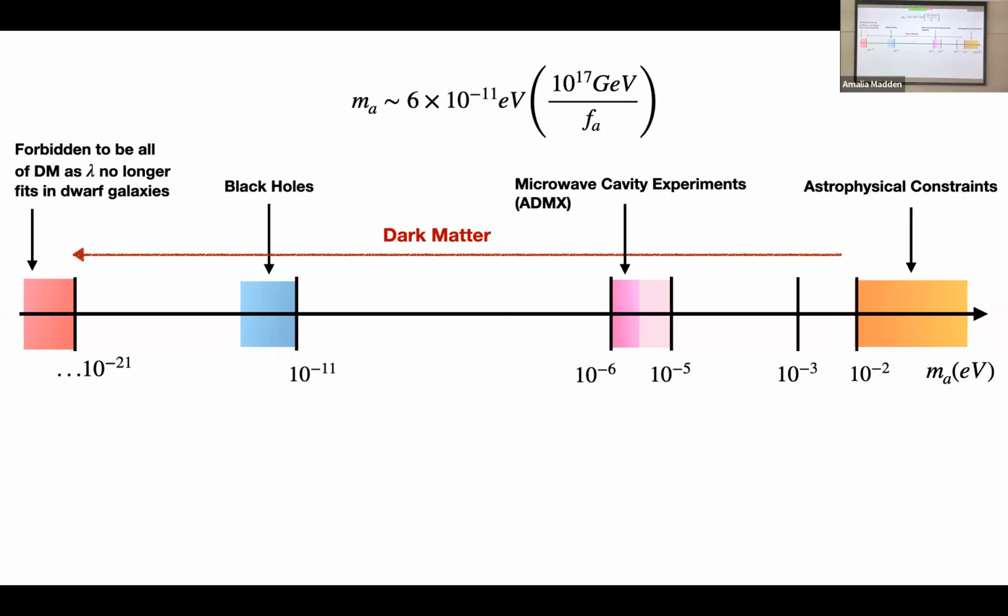At around 10 to the minus 11 electron volts, we're already constrained by superradiance of black holes. And our only sizable lab-based constraint at the moment on the QCD axion comes from the ADMX experiment. So this is a microwave cavity experiment that looks for the axion coupling to photons. And that's constrained a small region above around 10 to the minus 6 electron volts, and should in the near future look for the axion in this range up to 10 to the minus 5 electron volts.